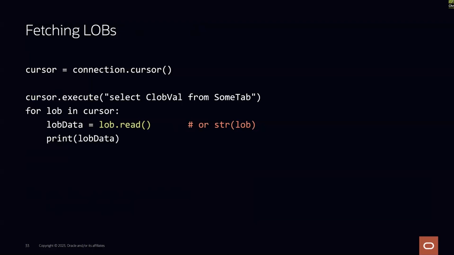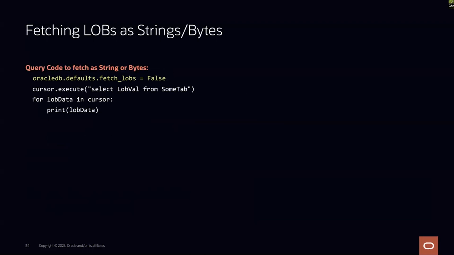When lobs are under 1 gigabyte, or you've got enough memory to store them, you can fetch them directly as strings or bytes. So this is the code. This is new in python-oracledb. It wasn't there in cx_Oracle. You can now set this defaults object fetch_lobs equals False. It says don't fetch it as a lob object, just fetch it as a string or bytes. And obviously you're doing exactly the same query, but you're just getting the data back directly.